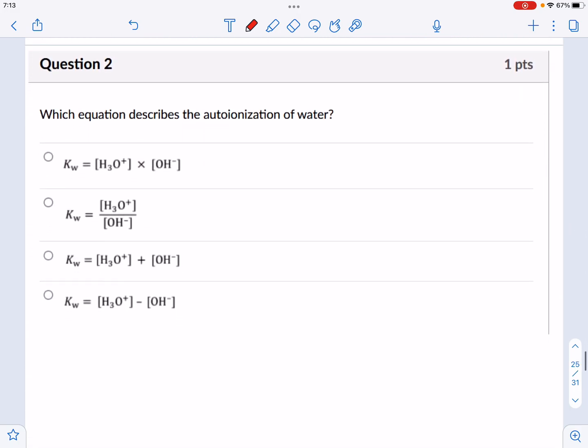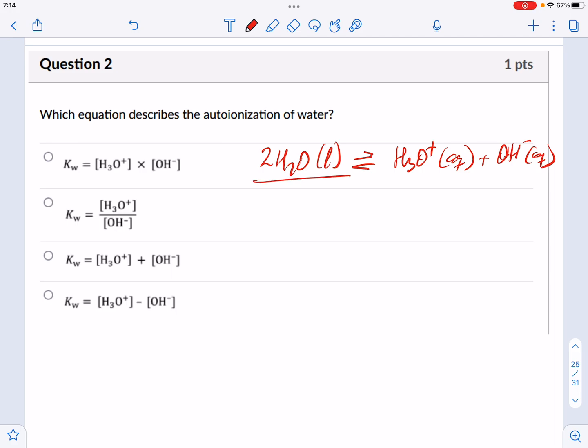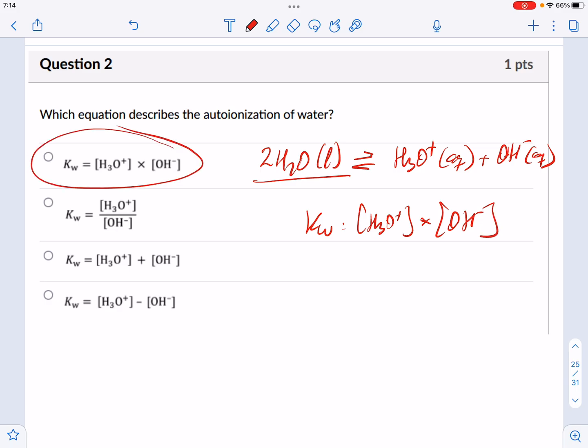Okay, which equation describes the ionization of water? Well, ionization of water is two water molecules will ionize into H3O plus and OH minus. Okay, this is a pure liquid, therefore Kw will be equal to H3O plus times OH minus, and therefore that is the correct answer.